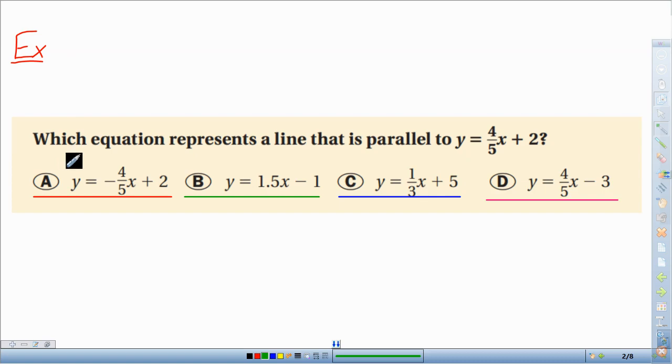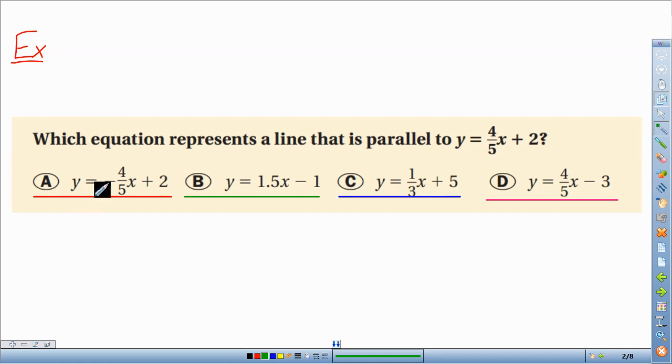Okay, so it's a pretty simple problem when you wrap your head around what it means to be parallel. It says which equation represents a line that is parallel to this line right here, y equals 4 over 5x plus 2. Well, here's what we know about parallel lines. They must have the same slope. So when you realize that, there's the slope of my line, 4 over 5.